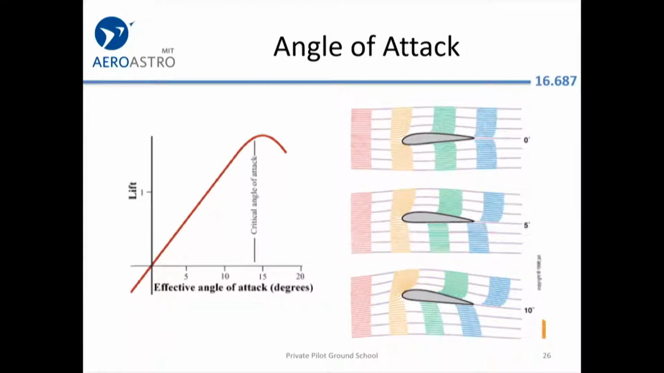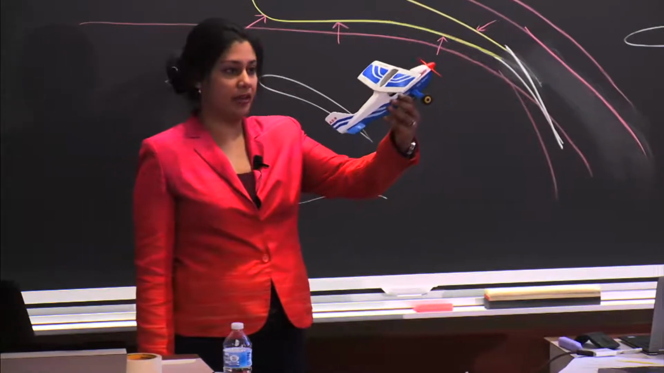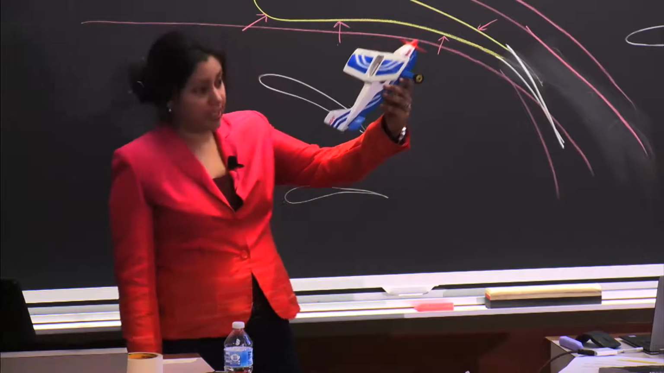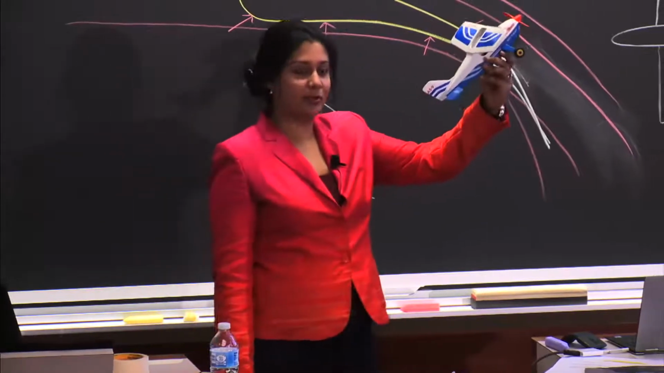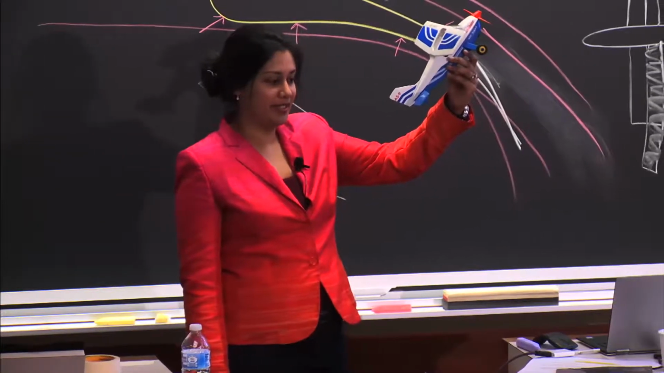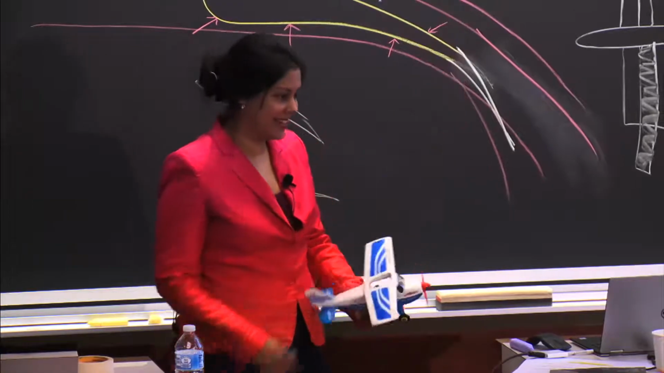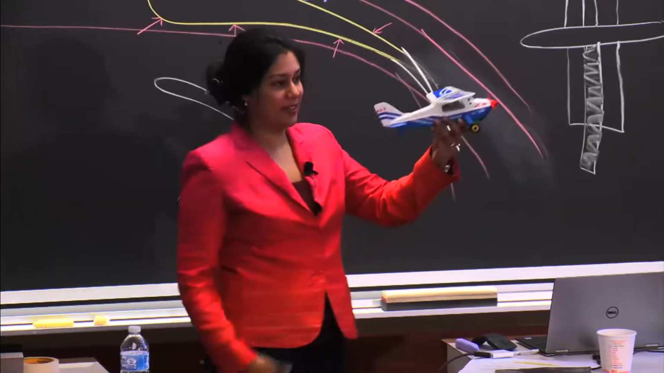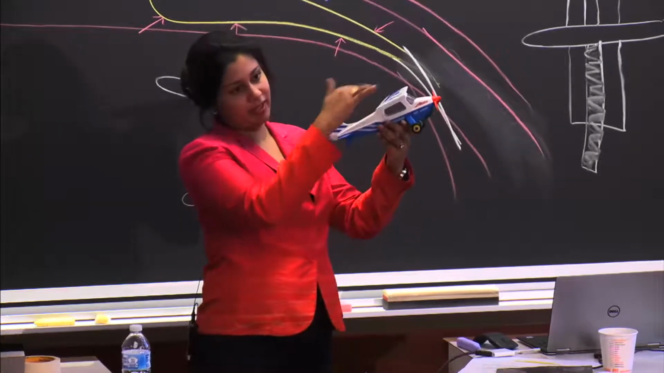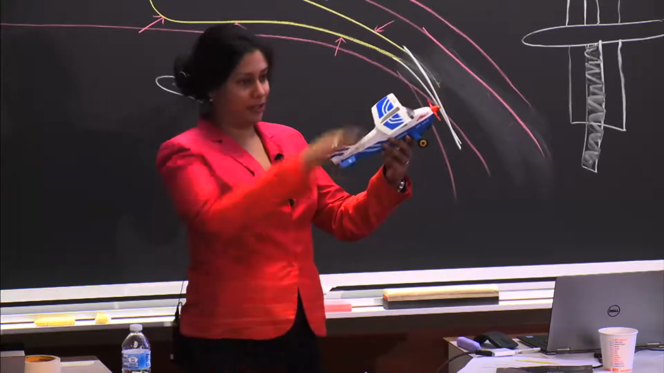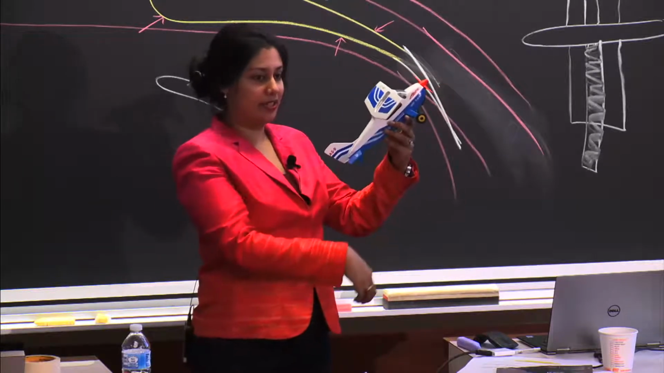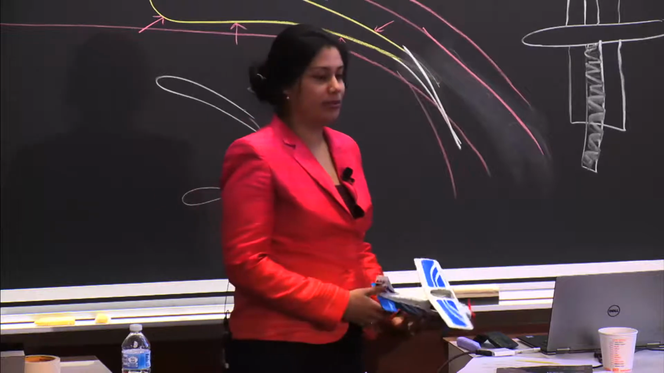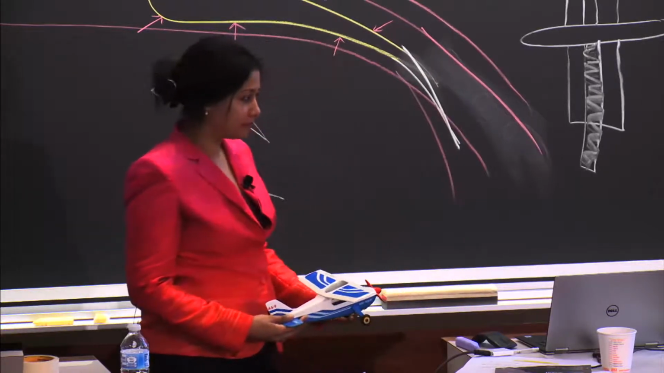So that's when, you know, you can keep climbing for a while, but if you get too steep, what happens? Who knows what happens when you go too steep? You stall. That's right. So the air can't really effectively go over the wing, and it starts separating, and so you're no longer effectively pushing the air down, and you lose the lift that you were generating.